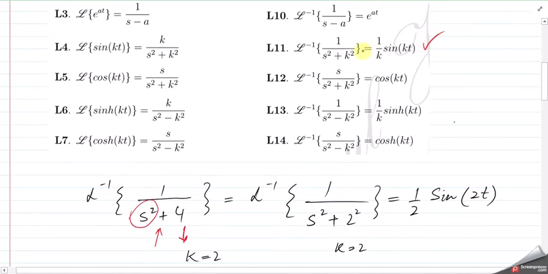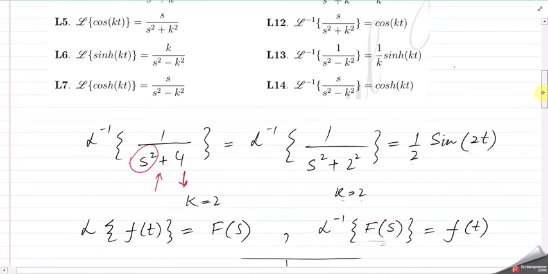So if it is sine formula, we need to know what is k. Here we have a 4, which can be written as 2 square. So it means k is 2. And so if k is 2, then our answer is 1 over 2 sine of 2t, 1 over k sine of kt. Right. Note one thing, very important.